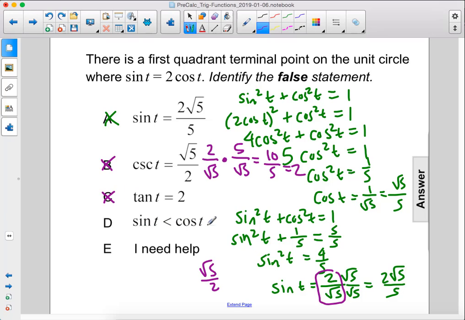Sine t is less than cosine t. Well, sine t is 2 times the square root of 5 over 5, and cosine t is the square root of 5 over 5, so this is twice as large. We've taken the cosine value and multiplied it by 2. We're in the first quadrant, which means these are both positive, so this one's going to be larger than cosine. So the answer here is D.